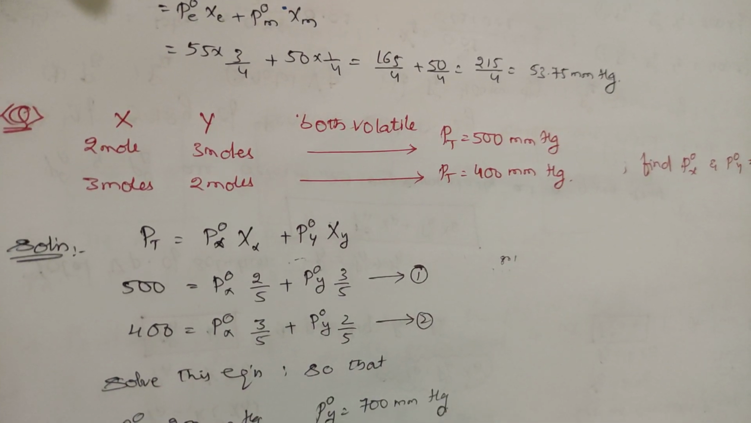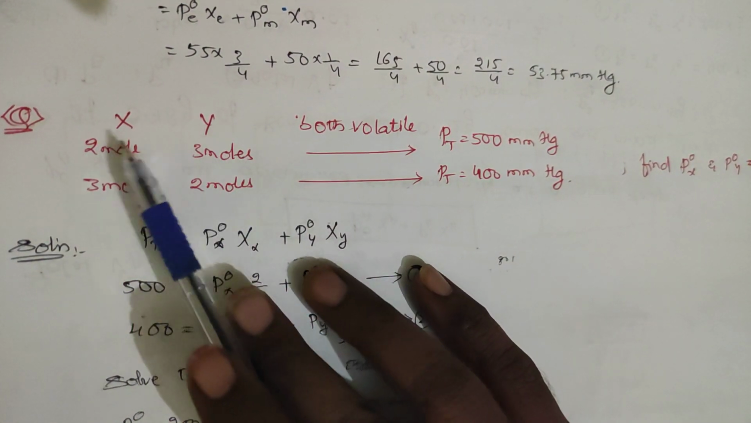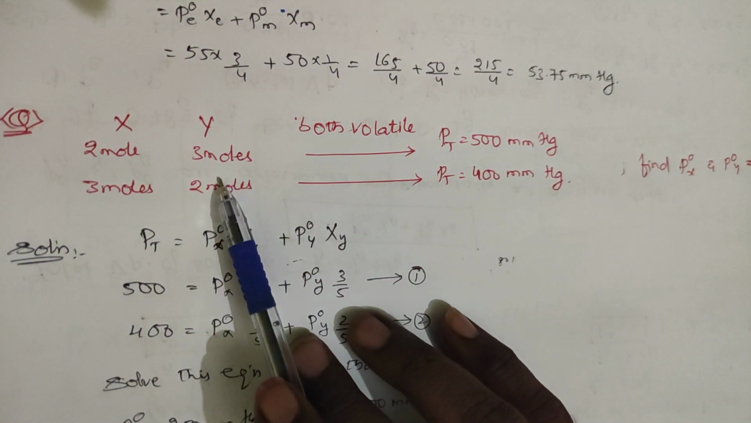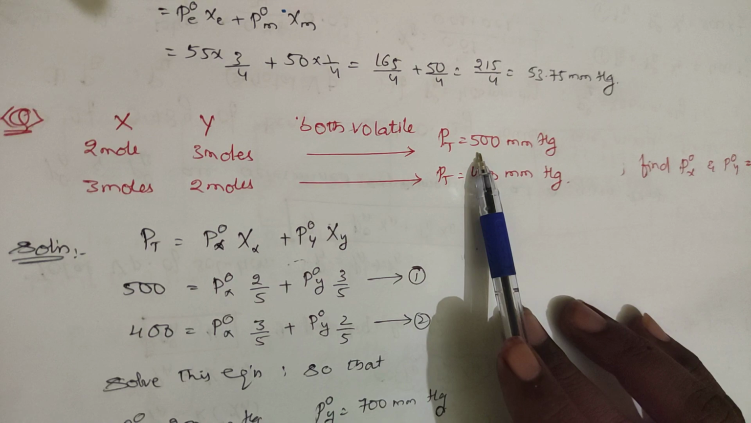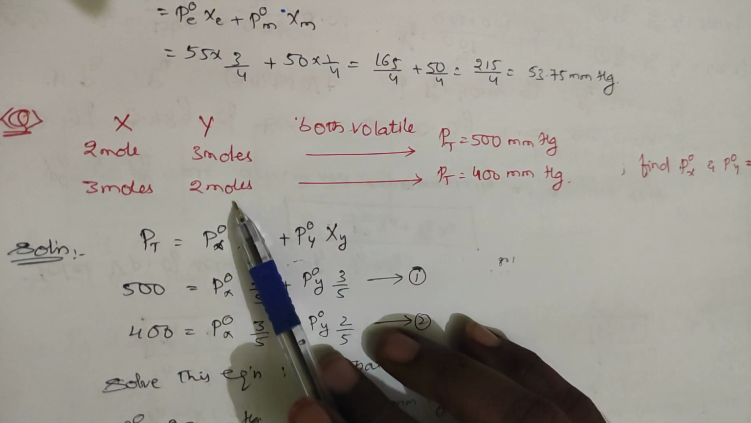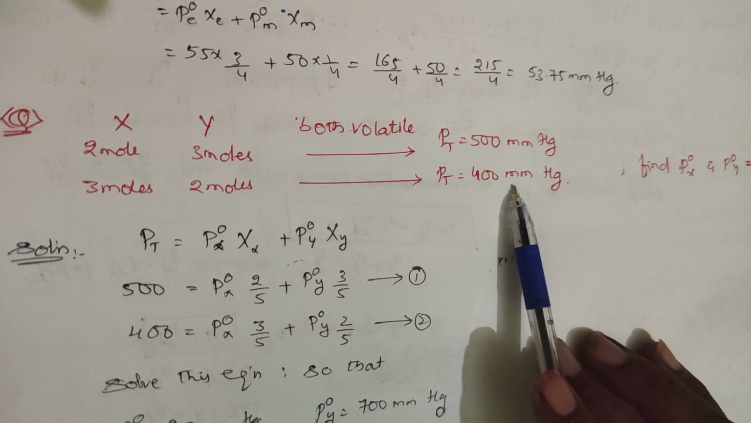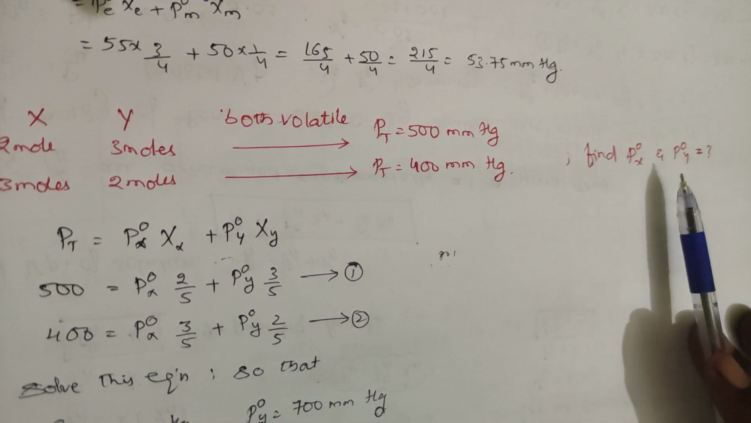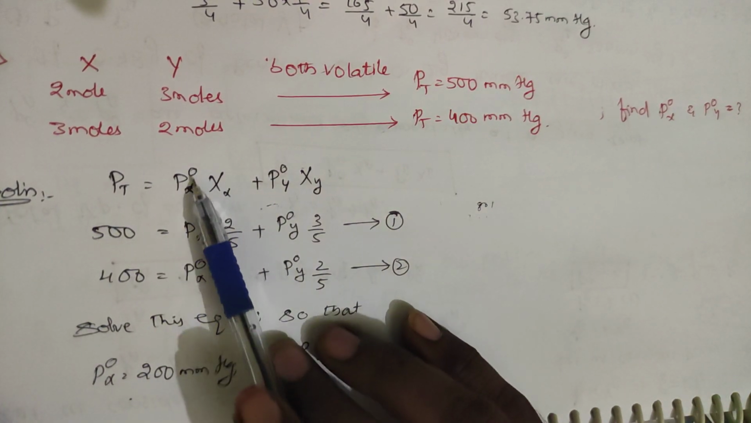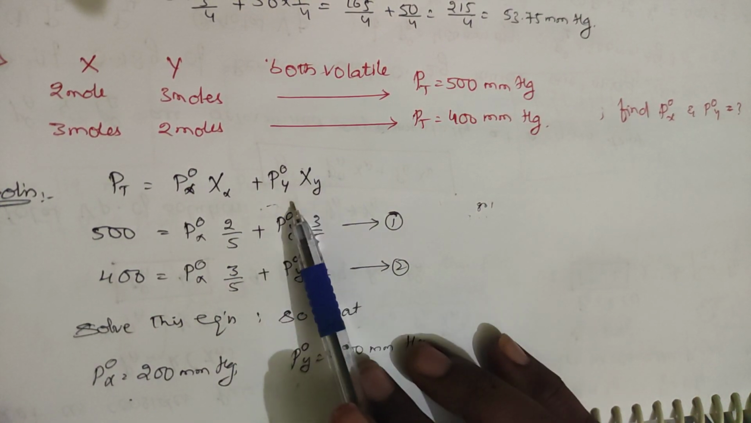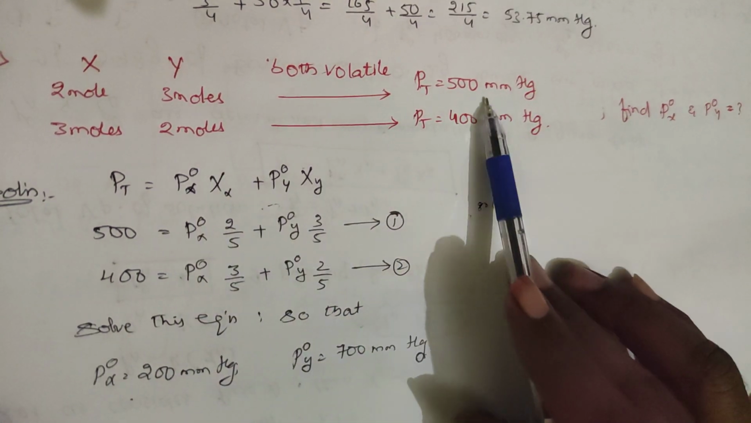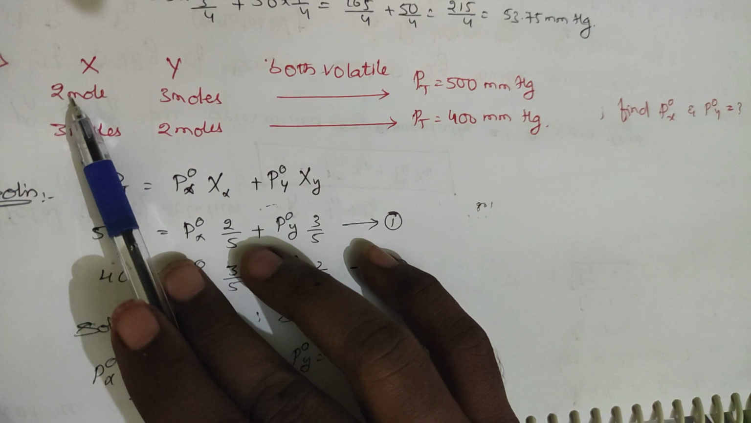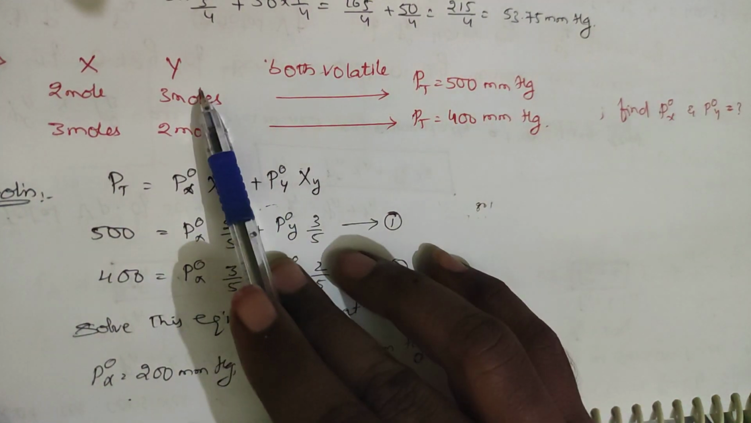In the same way, students, this is one more model. You have two substances, solute as well as the solvent. Both are volatile. If X is taken 2 moles and Y is taken 2 moles, the total pressure exerted is 500 mm Hg. If X is taken 3 moles and Y is taken 2 moles, the total pressure exerted is 400 mm Hg. Find the pure pressure of X and pure pressure of Y. We know that Pt is equal to P naught X mole fraction of X plus P naught Y mole fraction of Y. If it is 500, it is P naught of X. You should find out the number of moles, mole fraction of X, so it is 2 by 5. Next, P naught of Y, 3 by 5.